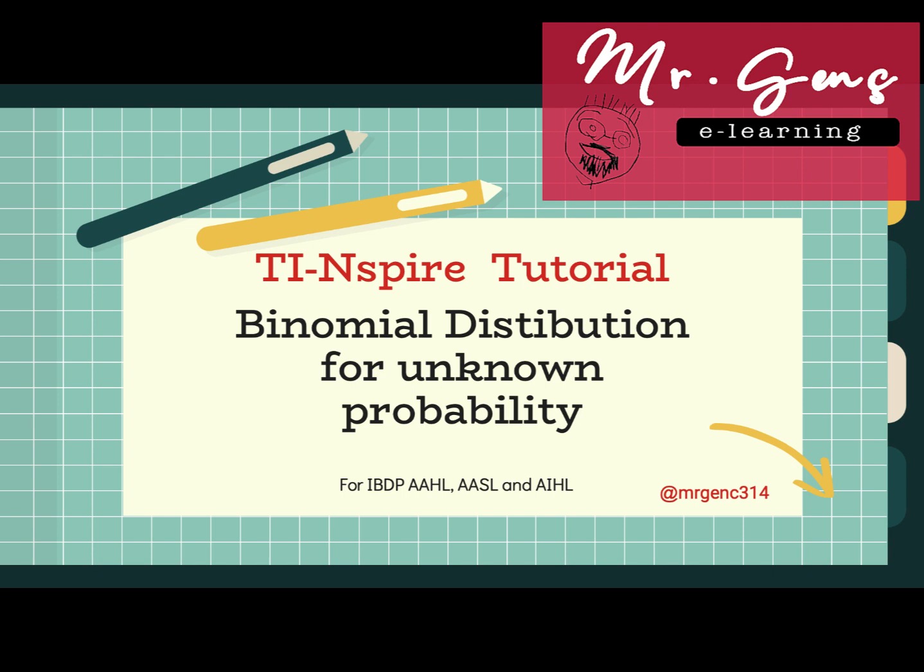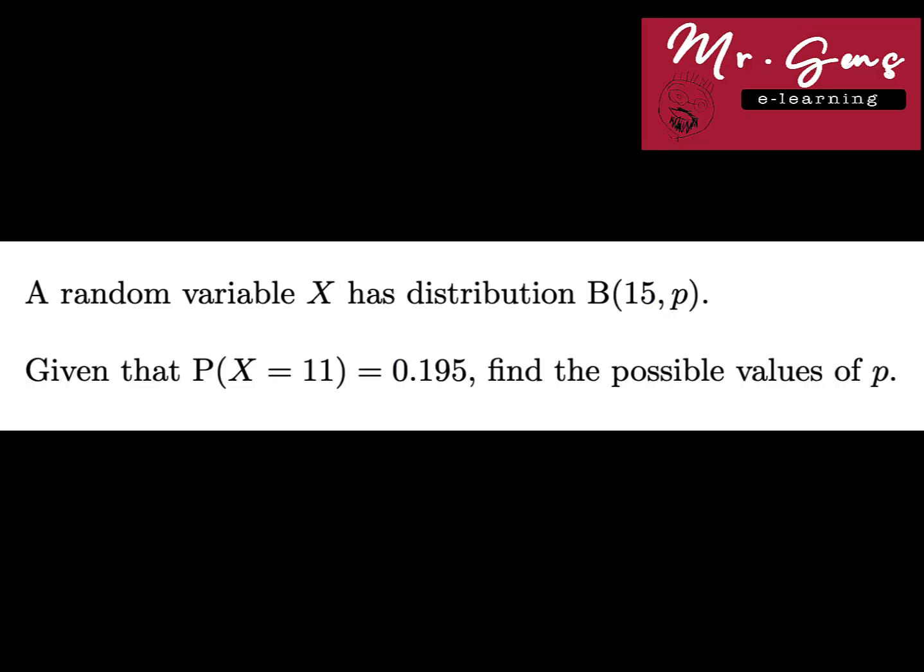This time we will be using binomial distribution for unknown probability. Here's the question. We know n, x, and the probability of the random variable, but we don't know the probability of the trial. Since we have an equation, as in the other equation with an unknown, we can use Nsolve.